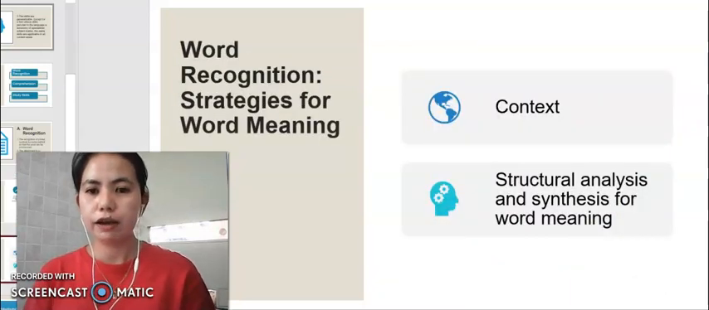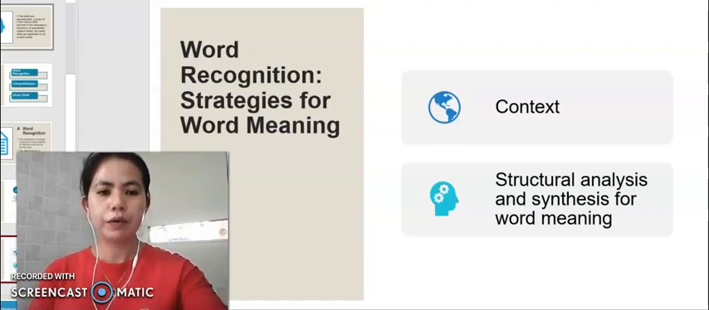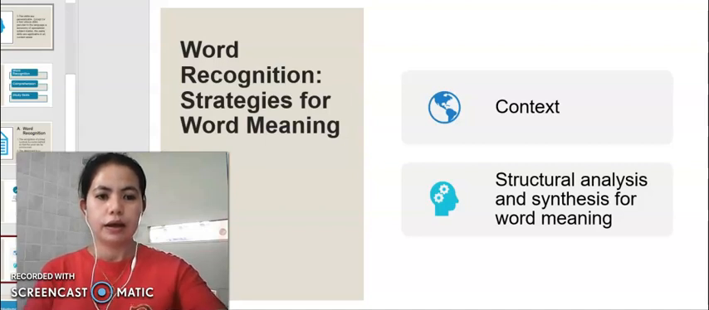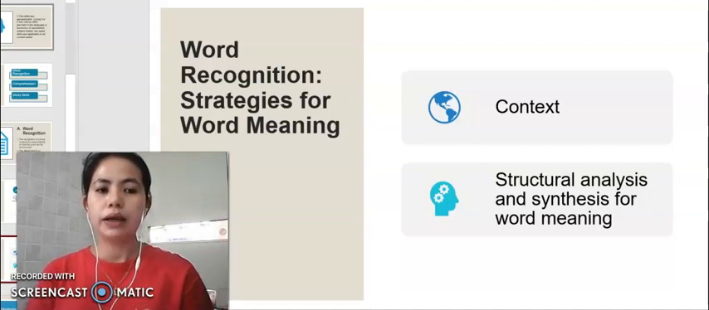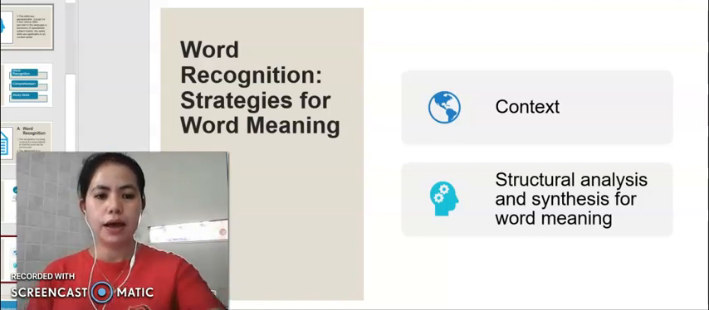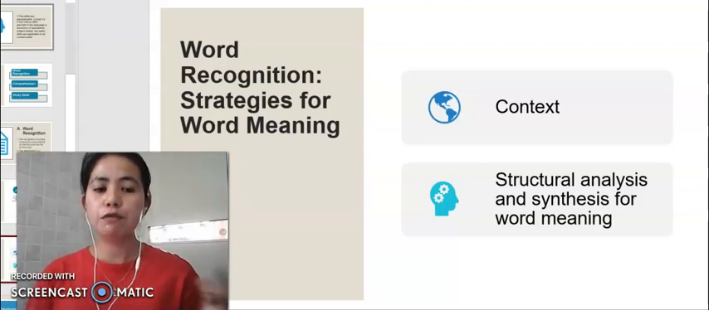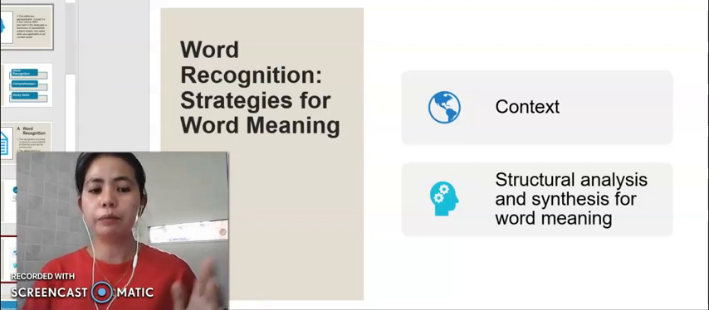Next, under word recognition are the strategies for word meaning. There are 2 kinds. Number 1, context, meaning the words surrounding a particular word that can help shed light on its meaning. And number 2, structural analysis and synthesis for word meaning. This involves the breaking down of word meanings and putting together of word meanings into larger scales of meaning.